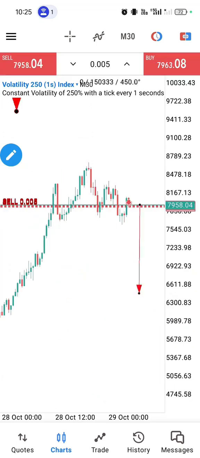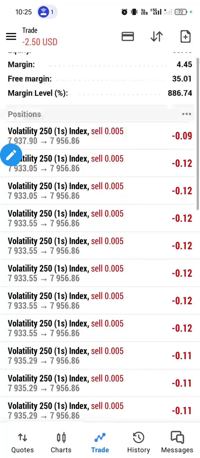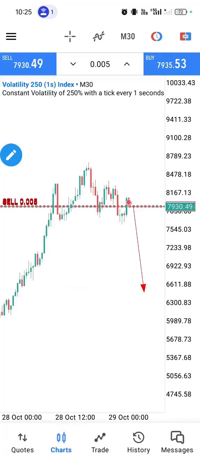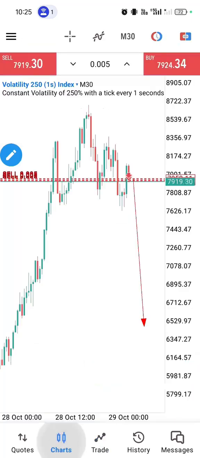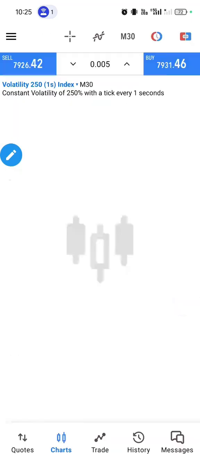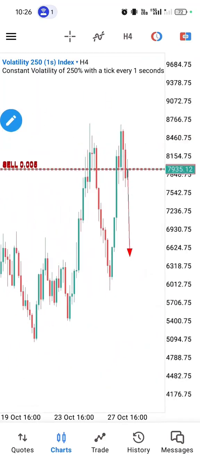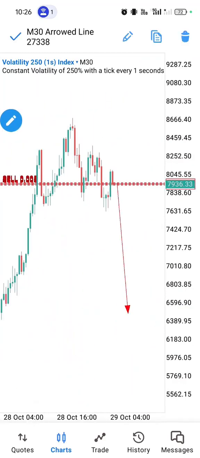a counter trend. Now it's a counter trend because it has to buy later on, and I'll also show you the entries I took when I bought later on. Now let me show you guys why I decided to sell VIX 250S. This is a counter trend, guys, keep that in mind.